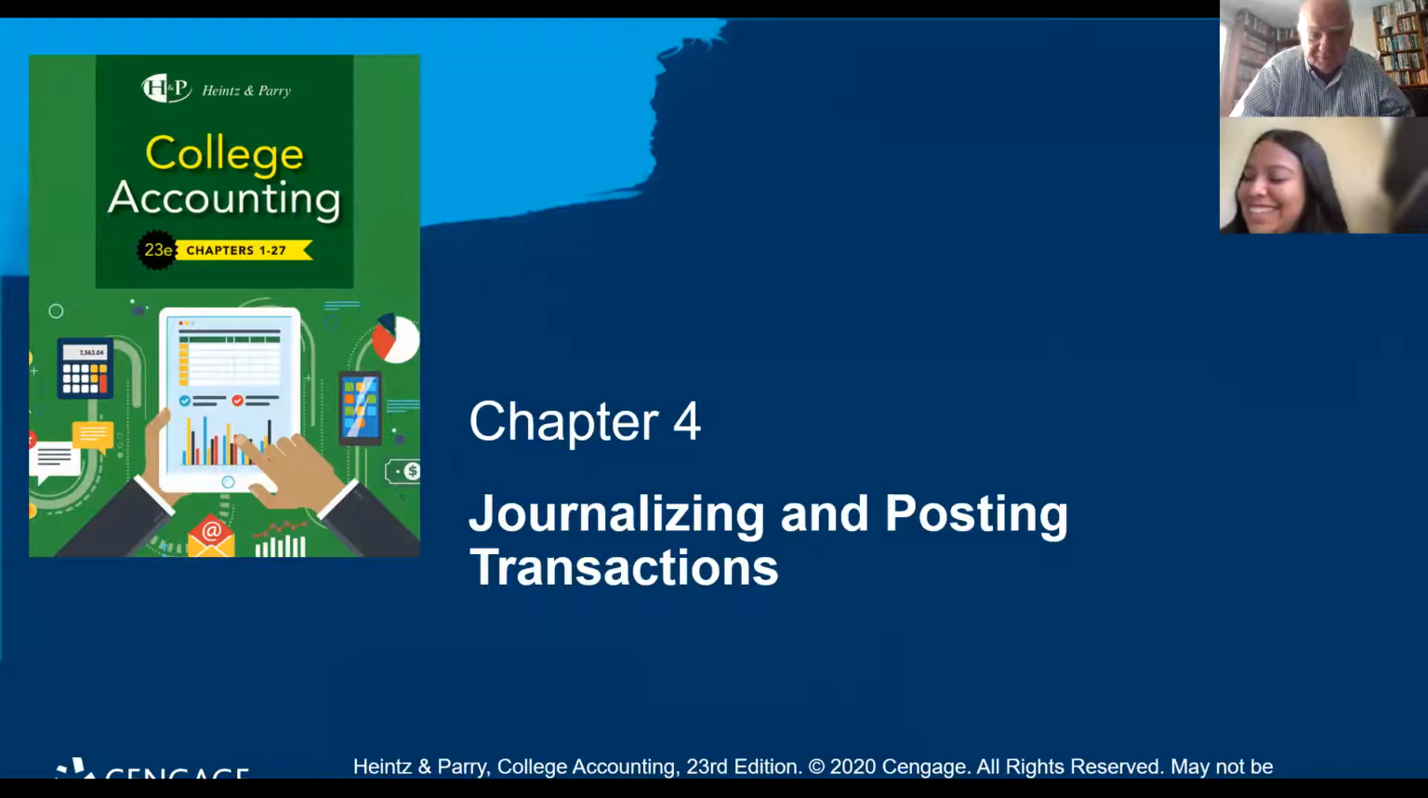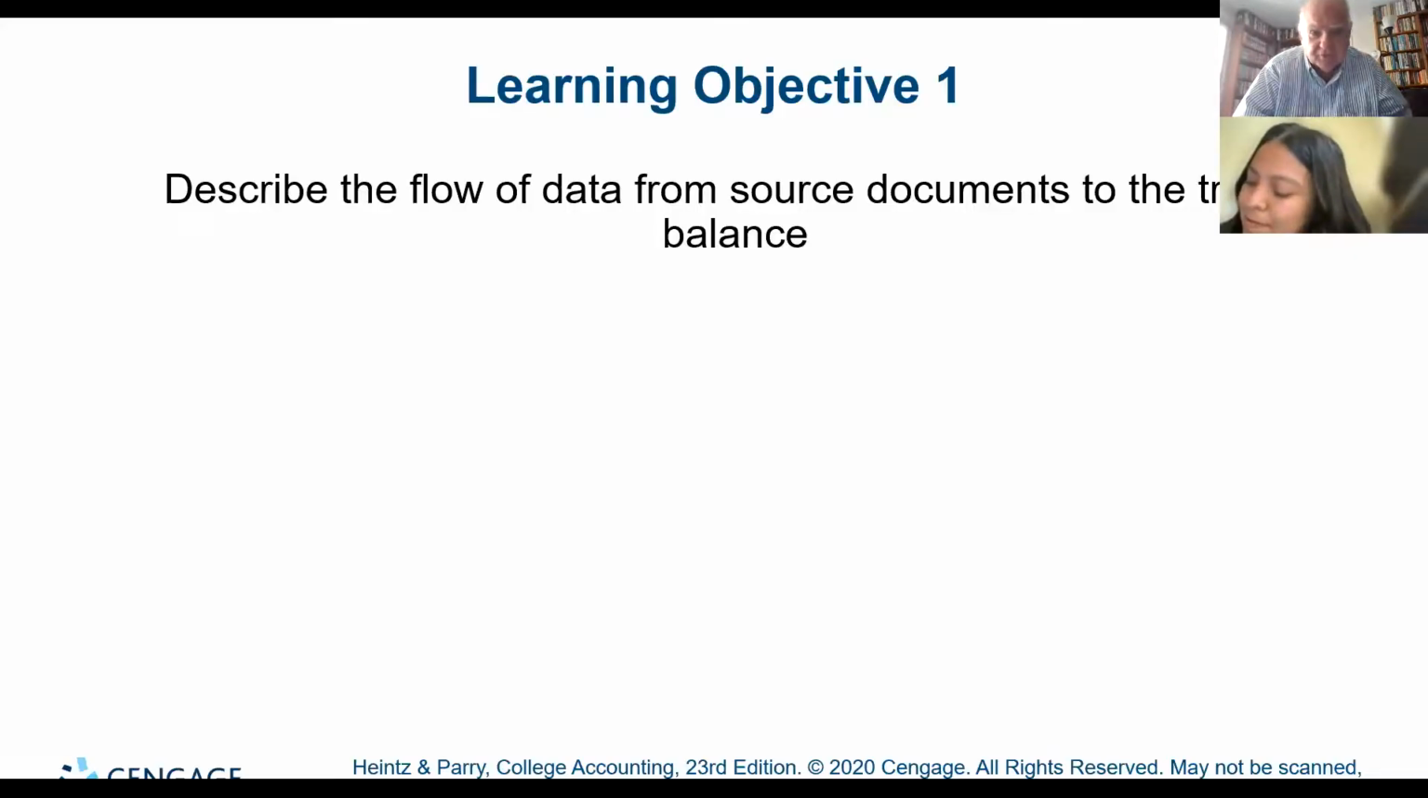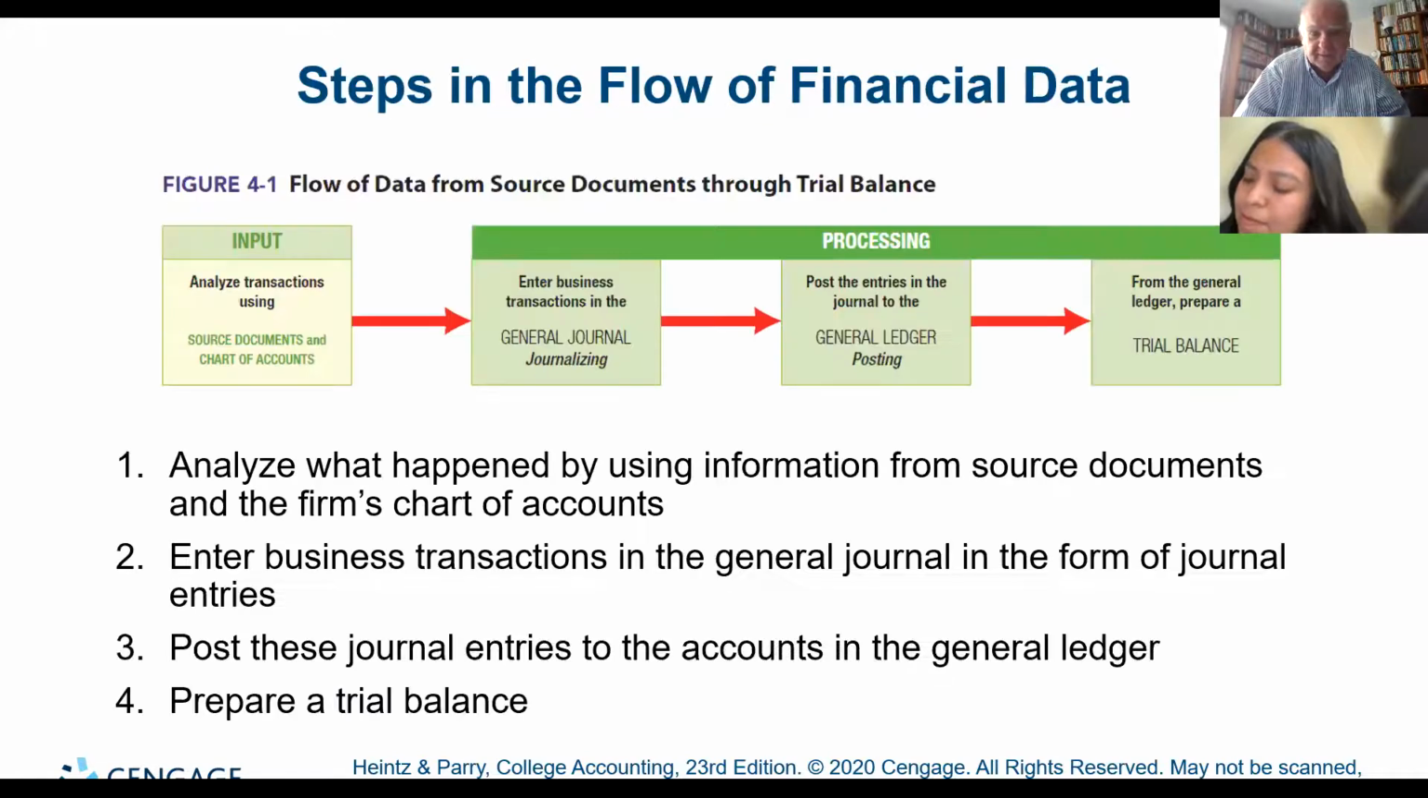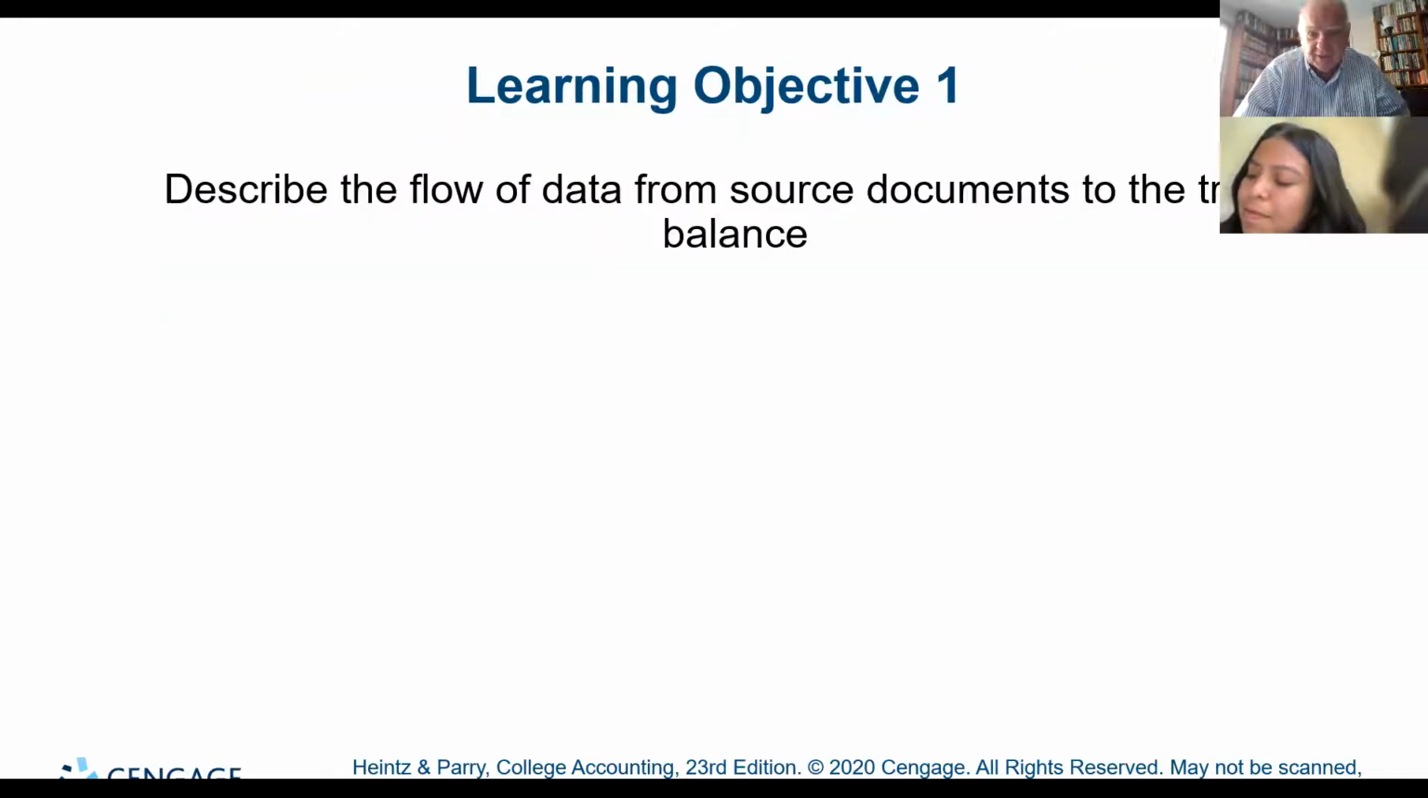Here we go. Journalizing and posting. All right. Now we came out of a chapter where you were introduced to debits and credits, right? Journalizing. This is how the general ledger gets updated. This is where the balances are going to be accumulated through journal entries, okay? And they're talking about source documents.